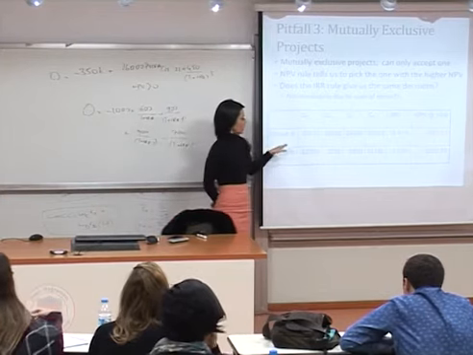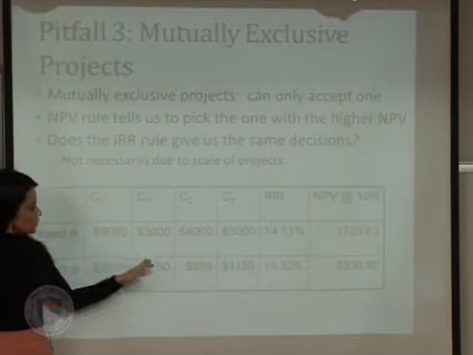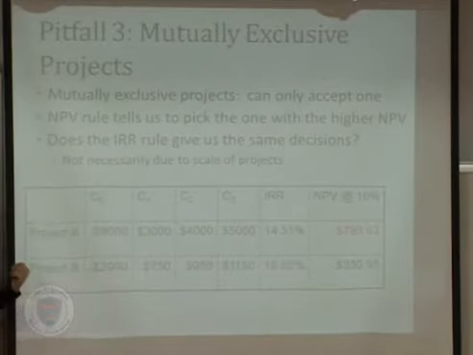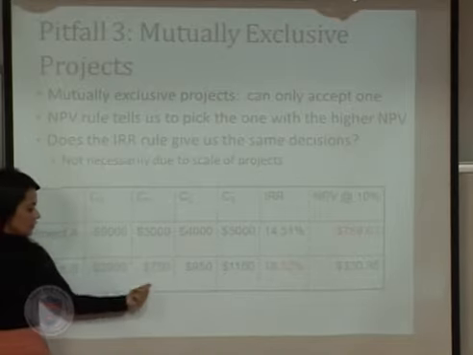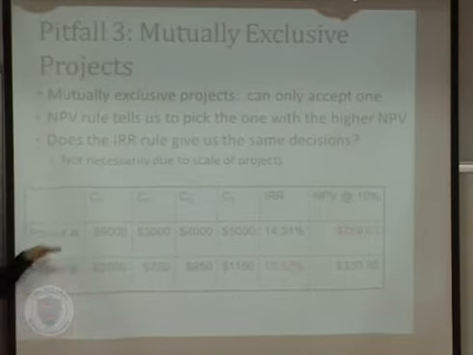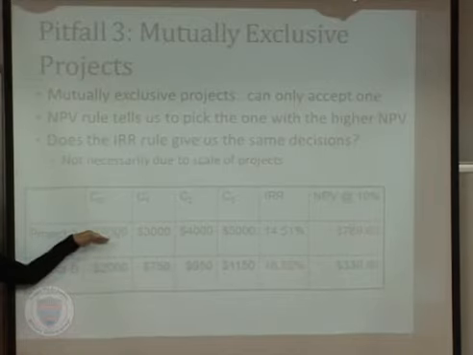So in project A, you have a cash outflow of 9,000. Then you have cash inflows of 3,000, 4,000, 5,000. For project B, you have a cash outflow of 2,000. Then you have cash inflows of 750, 950, and 1150. As you can see, scale-wise, which project is bigger? A is bigger, right? Its magnitude of cash flows is higher than project B.